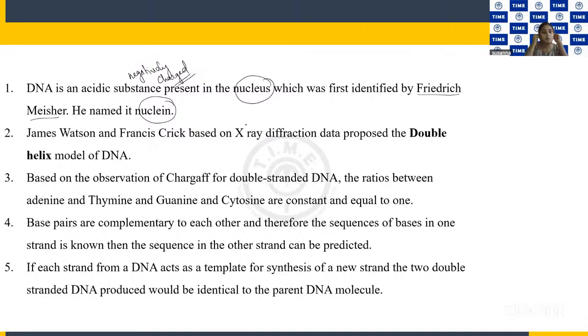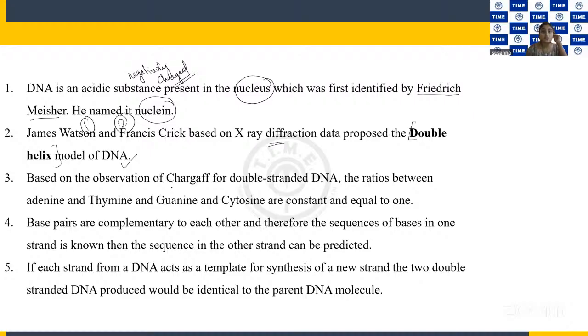Okay, James Watson and Francis Crick, based on the X-ray diffraction data, proposed the double helix model of DNA. So who proposed the double helix model of DNA? It was James Watson and Francis Crick. They are the two scientists who, based on the X-ray diffraction data, proposed that the structure of DNA is a double helix. That is a very important discovery.